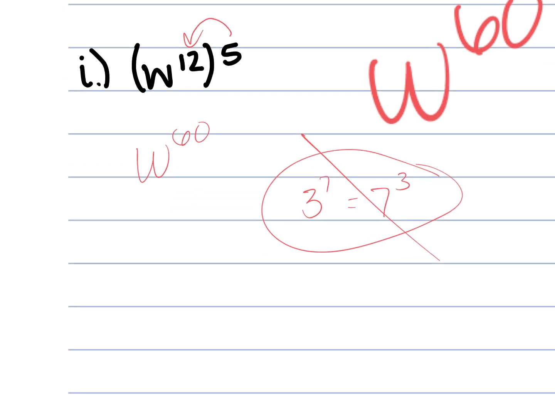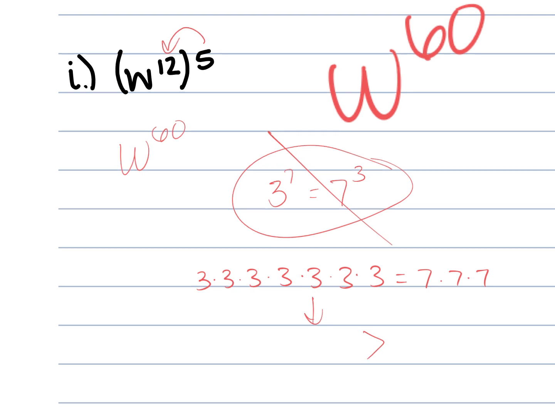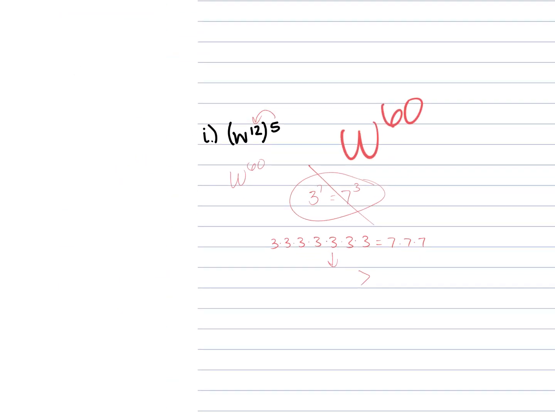Because the first one is saying 3 times 3 times 3 times 3 times 3 times 3 times 3, right? This one is saying 7 times 7 times 7, right? I don't know for a fact, but I would assume this one's much larger than the other one. But do you see the difference between them? Very good. Any other questions on these?